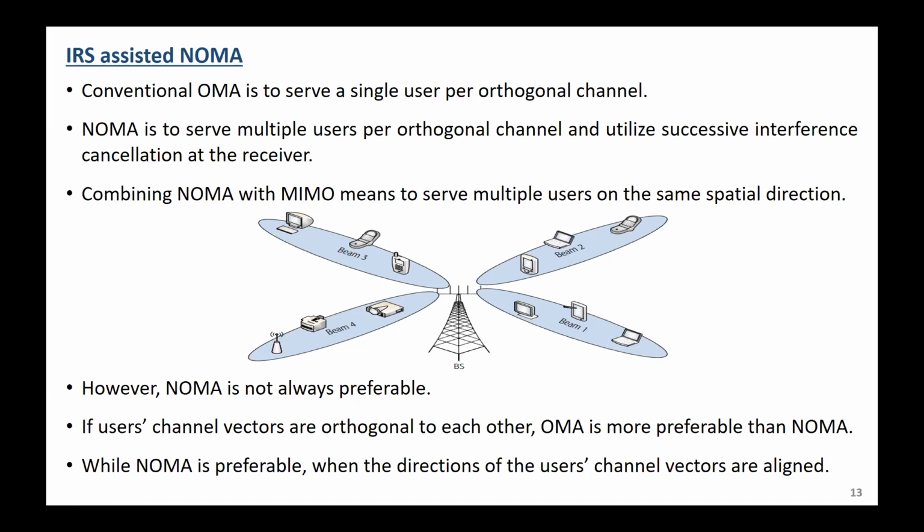However, non-orthogonal multiple access with MIMO is not always preferable. If the user channel vectors that share the same spatial direction are orthogonal, it's better to use orthogonal multiple access. If the user channel vectors are aligned, it's better at this moment to use NOMA with MIMO.